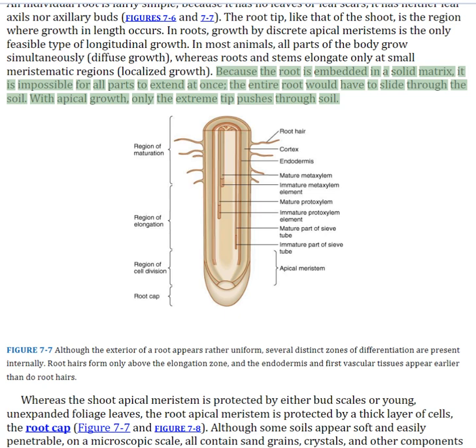Because the root is embedded in a solid matrix, it is impossible for all parts to extend at once. The entire root would have to slide through the soil. With apical growth, only the extreme tip pushes through soil.